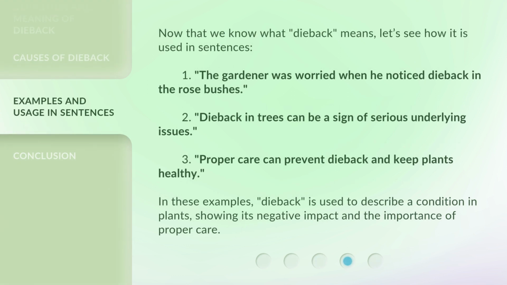Now that we know what dieback means, let's see how it is used in sentences. 1. The gardener was worried when he noticed dieback in the rose bushes. 2. Dieback in trees can be a sign of serious underlying issues. 3. Proper care can prevent dieback and keep plants healthy. In these examples, dieback is used to describe a condition in plants, showing its negative impact and the importance of proper care.